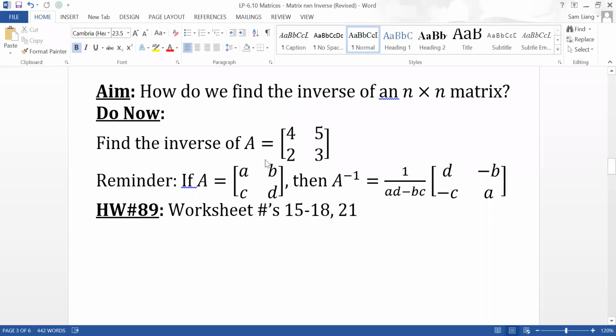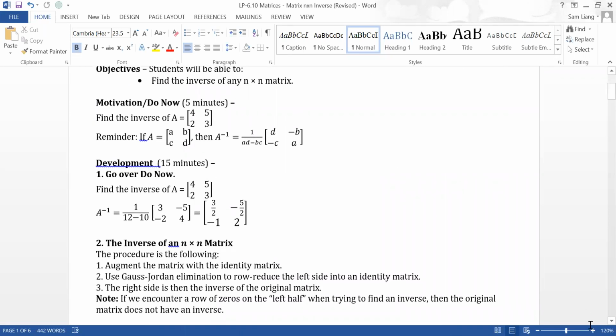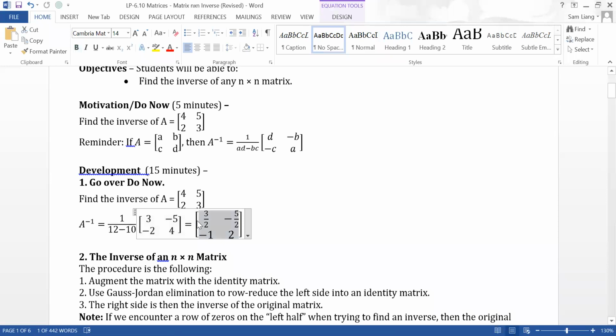All right, so let me pause you here. Again, we're going to find the inverse of this 2 by 2 matrix using this formula that we saw from last time. And here is the solution. Would anyone like to explain how we arrive at this answer right here? So 3 over 2, negative 5 over 2, negative 1, and 2, that's the inverse matrix of A right here.